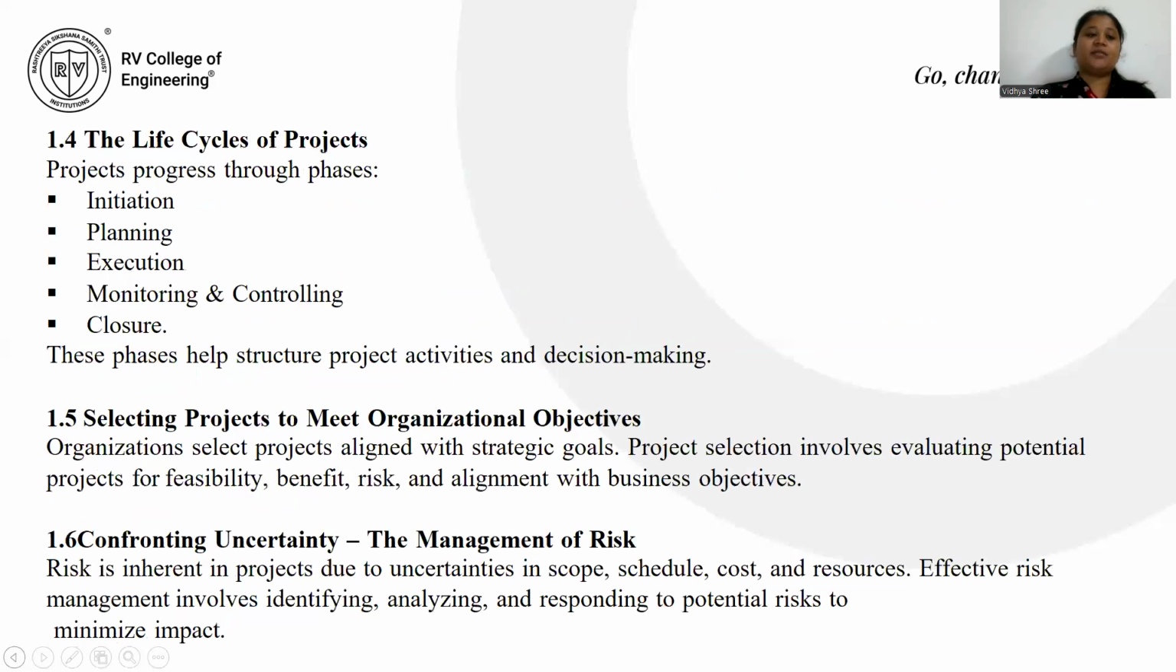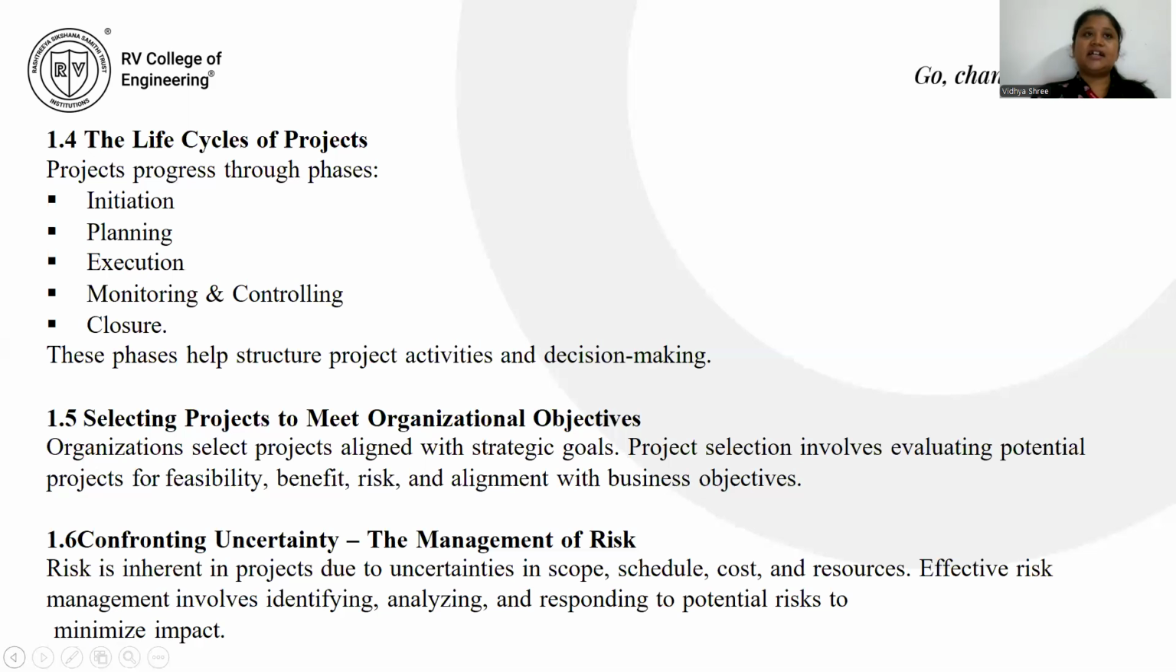The life cycle of the project has initiation, planning, execution, monitoring and controlling, and the closure. These phases help structure project activities and decision making. For selecting a project to meet organizational objectives, it has to be aligned with the strategic goals. The project selection involves evaluating potential projects for feasibility, benefit, risk, and alignment with business objectives.